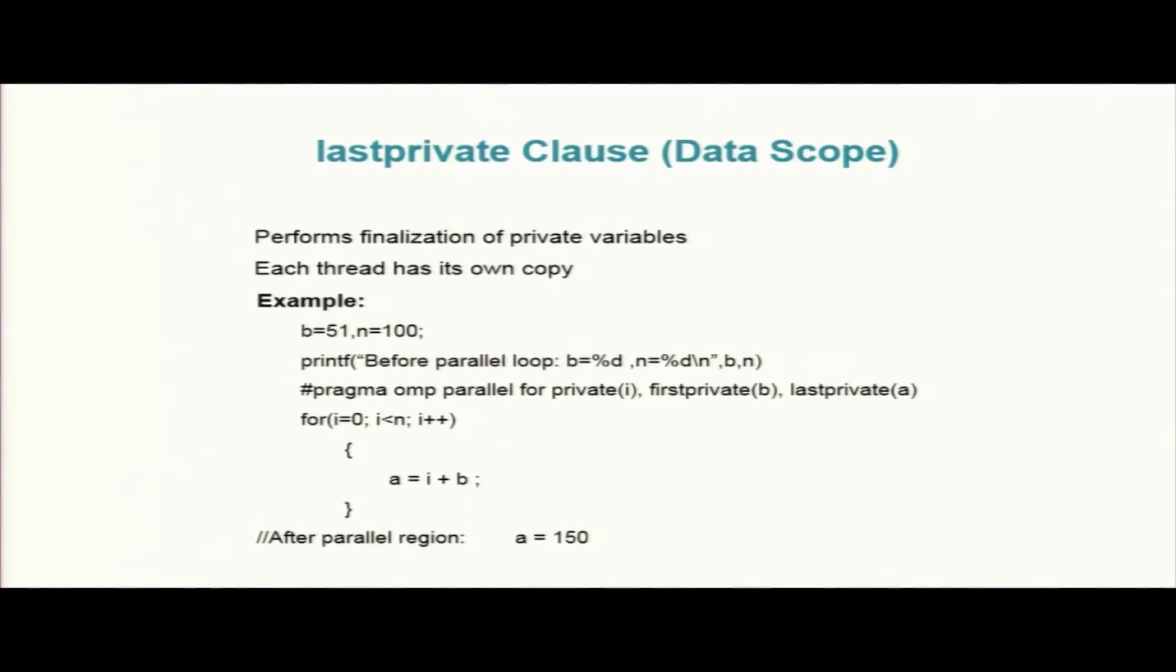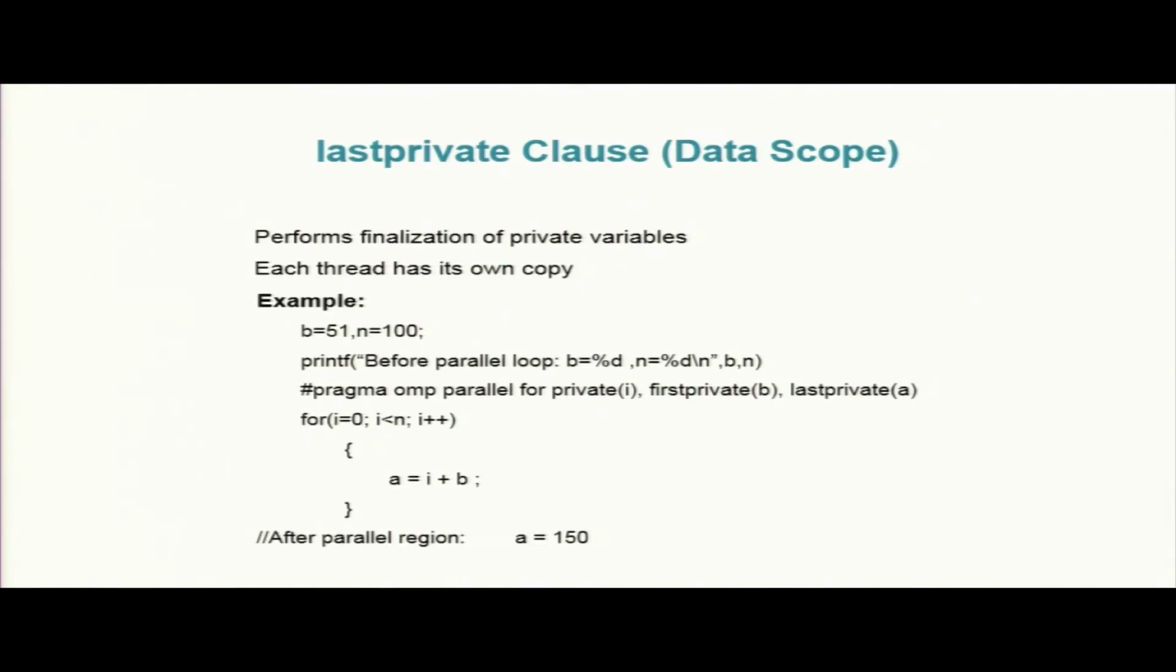A is a global variable. No, A is lastprivate. So B is firstprivate. It is getting its value from here. B is equal to 51, so it will be 51 here.